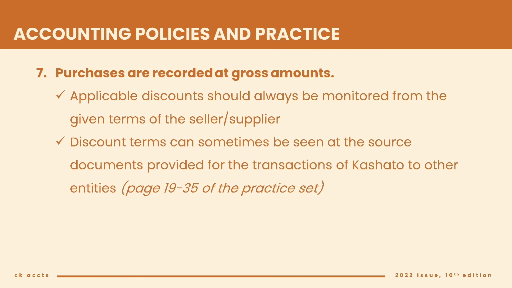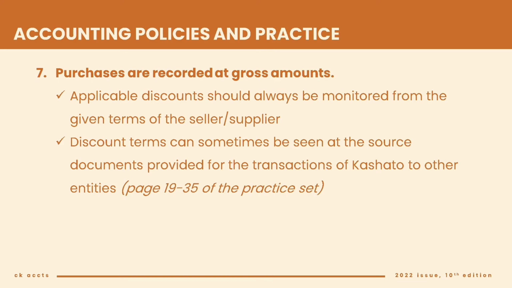Discount terms can sometimes be seen at the source documents provided for the transactions of Kashato to other entities. For example, si Kashato ay bumili ng ganito. Bumili siya ng furniture, bumili siya ng equipment, for example lang naman. So, yung mga ganong pagkakataon, pag purchases ni Kashato, meron siyang natatanggap na mga source documents. And yung mga source documents na natanggap niya on the period na kailangan nating i-deal dito sa practice set, nakalagay sila doon sa ating practice set sa page 19 to 35.